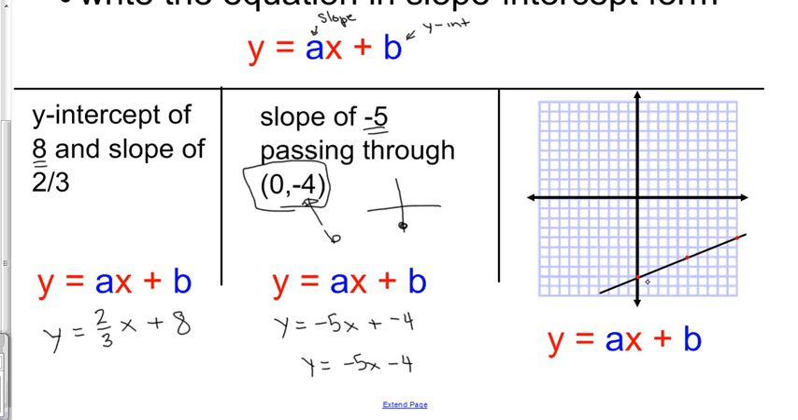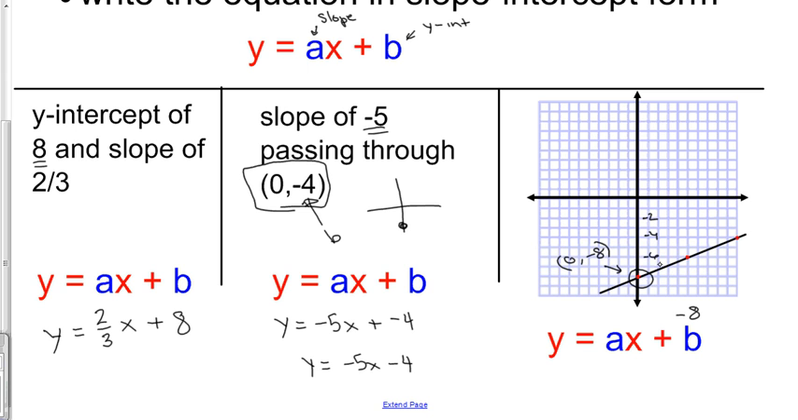Finally, this one, because I'm given a graph, I need to identify 2 things. Where do I cross the y-axis? So I'm going to count that out. This is -2, -4, this is -6, so I'm crossing at -8. So my y-intercept is at (0, -8). So that constant value is going to be -8.